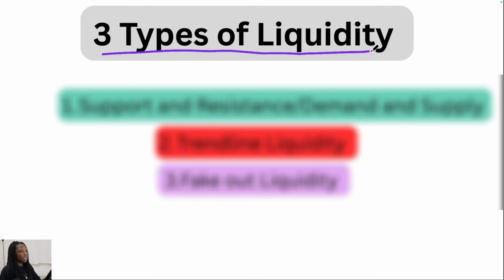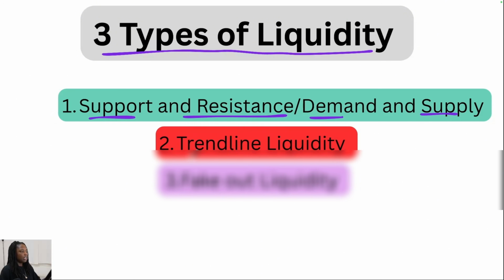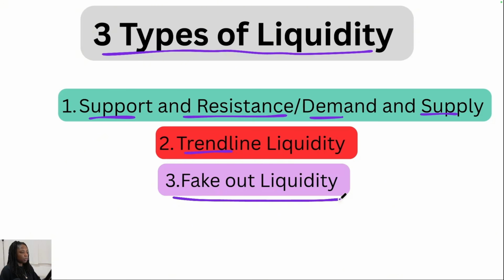There are three types of liquidity. You have the support and resistance liquidity, also known as demand and supply. And then you have the trend line liquidity. And number three is the most important one, the fake out liquidity.